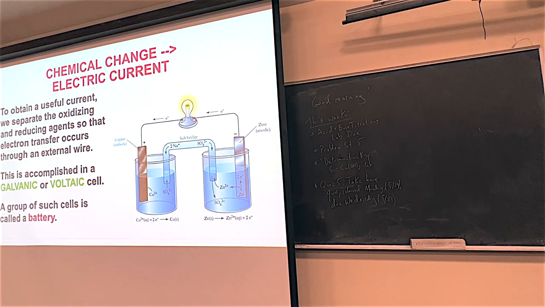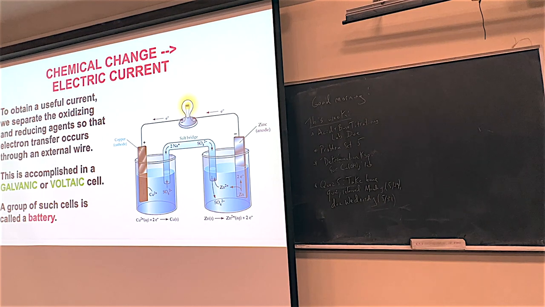Now, we talked on Friday about galvanic and voltaic cells, and all that means is that when you put this stuff together, the current starts flowing. It's a good battery, all right? There's another kind of battery called an electrolytic battery. Those are dead batteries, and believe it or not, there's use in talking about those too, but for right now, we're just gonna talk about the batteries that work.